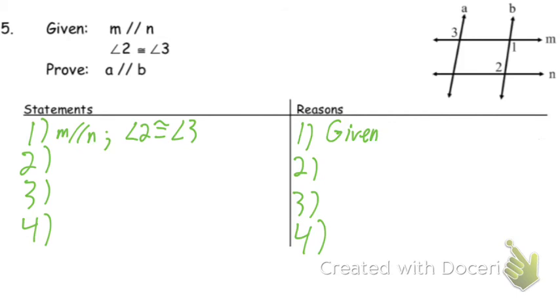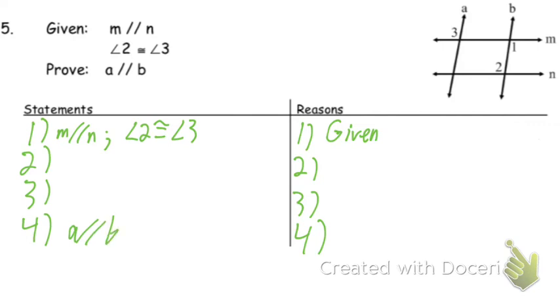What would be another freebie here, though? Tyler. Line A is parallel to line B. And where does that go? Statement 4. Line A is parallel to line B.